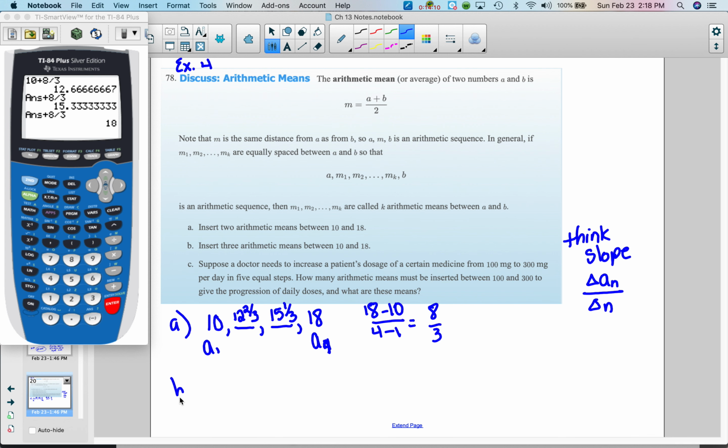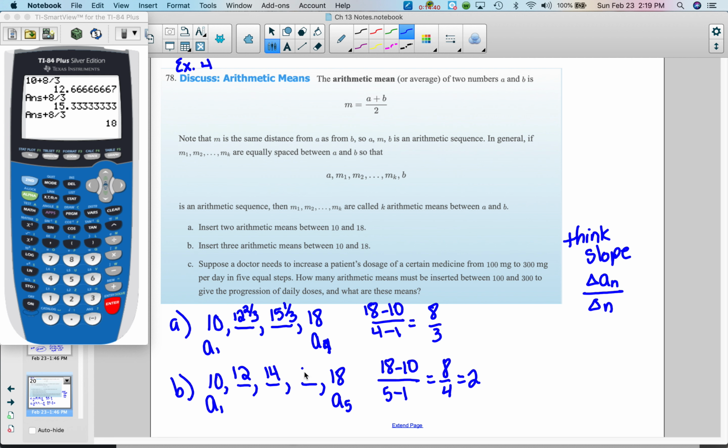Part B, insert 3 arithmetic means between 10 and 18. So this time we need 3 of them. So then when I work this out, this is a sub 1, 2, 3, 4, 5. This is a sub 5. So we're going to have 18 minus 10 over 5 minus 1. So we get 8/4, which is 2. So that means if I add 2, I get 12. Add 2, I get 14. Add 2, I get 16. So that one was easier.